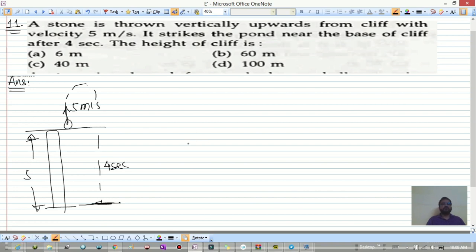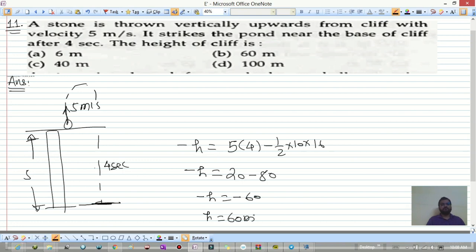So displacement over here is minus h, we can say, is equal to ut plus half at squared. U is 5 into t is 4, minus 1 by 2 into 10 into t squared is 16. So if you just solve this, minus h is equal to 20 minus 80, and minus h is equal to 20 minus 80, which is minus 60. So h we have is 60 meter. So I hope this is clear.